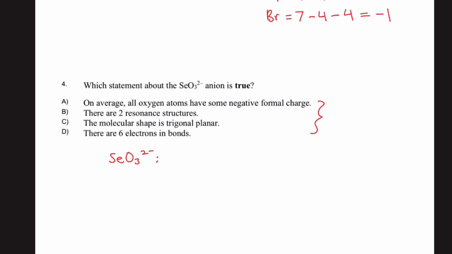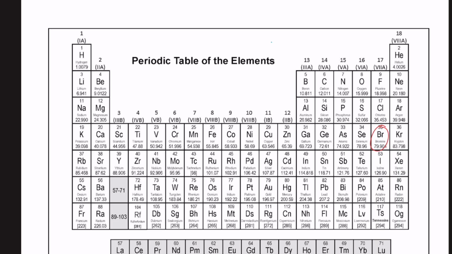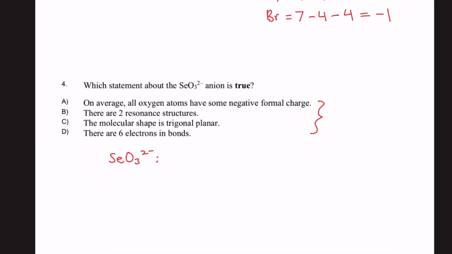So we're going to add up all of the electrons. Selenium is in group 6, so it has 6 valence electrons. So does oxygen, and there's 3 oxygens, and I'm going to add the 2 for the 2- charge. So this is going to give 26. And now I'm going to connect it.